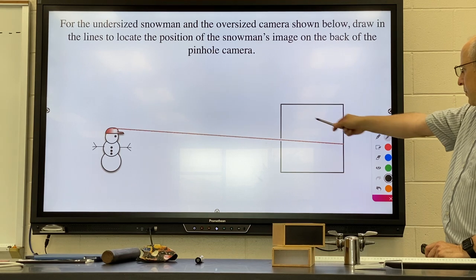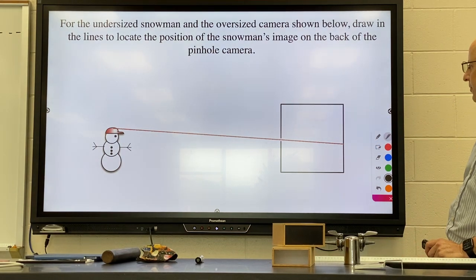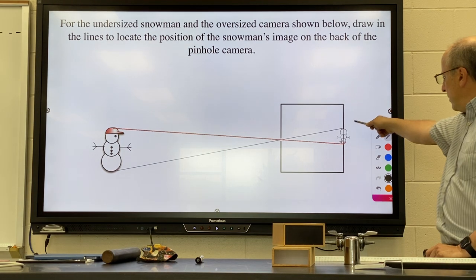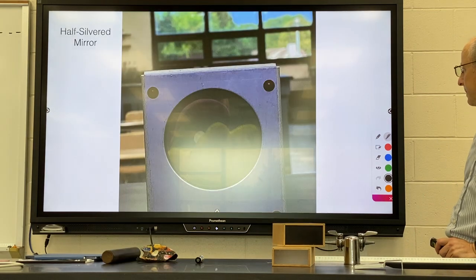Okay, so again, thousands of rays of light are leaving his hat. Only one of them goes through the pinhole. Same is true of the bottom. And where they hit the box is where we're going to find the image of the snowman.